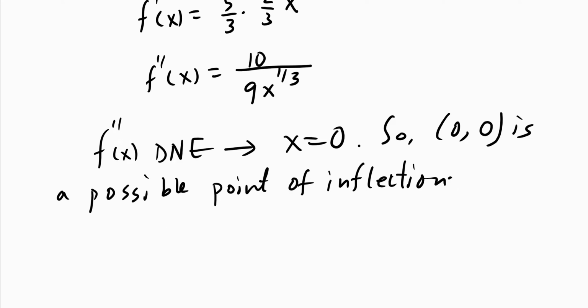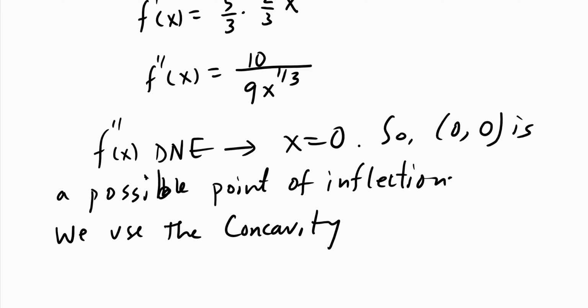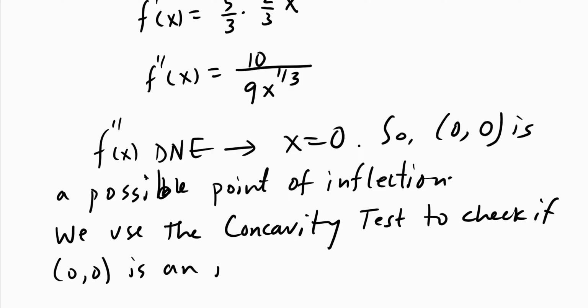Now, how do we exactly confirm that this is really a point of inflection? That's why I wrote a possible point of inflection. How do we confirm this? Of course, by the theorem that we stated, but let's see, we use the concavity test to check if 0, 0 is really an inflection point or point of inflection.